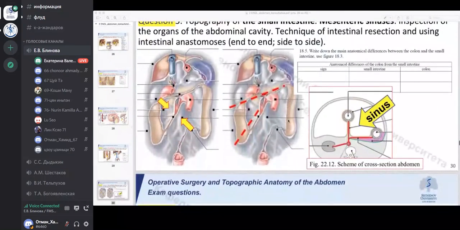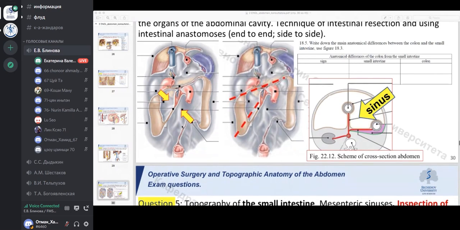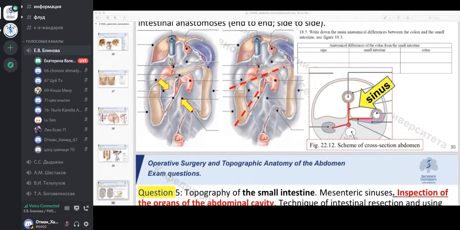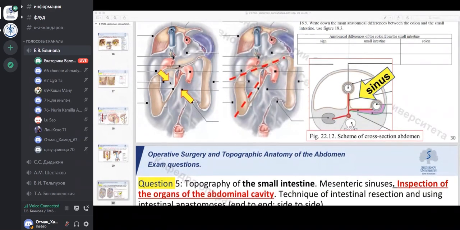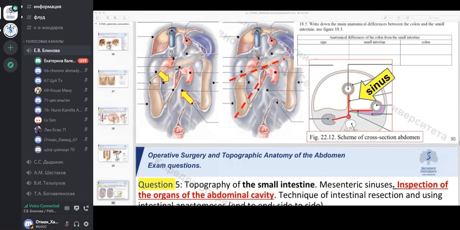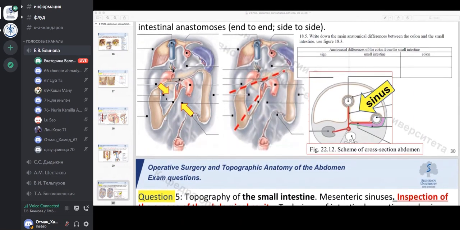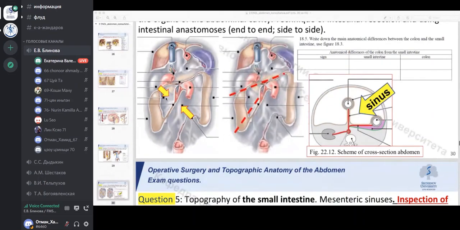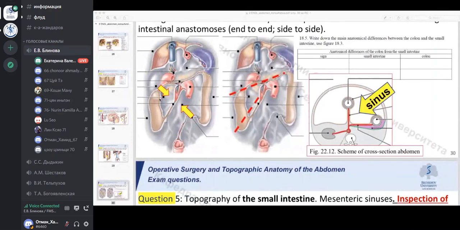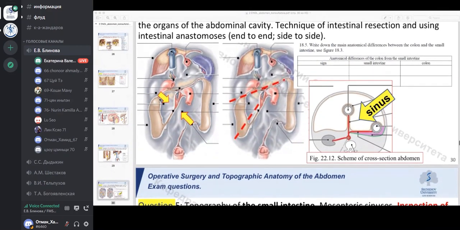Mesenteric sinuses. They are a space of the abdominal cavity located below the transverse colon. Every sinus has a triangular form. Right mesenteric sinus: laterally is the ascending colon, superiorly the transverse colon and mesocolon, and medially the root of the mesentery. Left sinus: laterally is the descending colon, medially the root of the mesentery, and inferiorly the mesentery of the sigmoid colon. The practical meaning of the sinuses: here pathological fluid may concentrate, and you should inspect and evacuate it. It may be exudate or transudate during ascites, or blood.